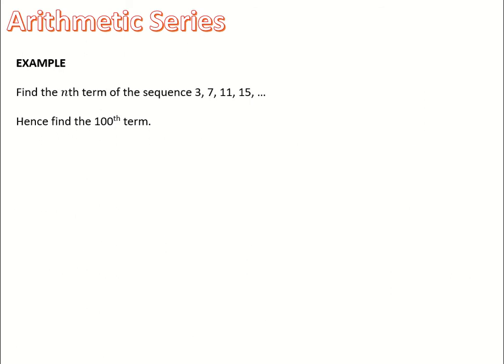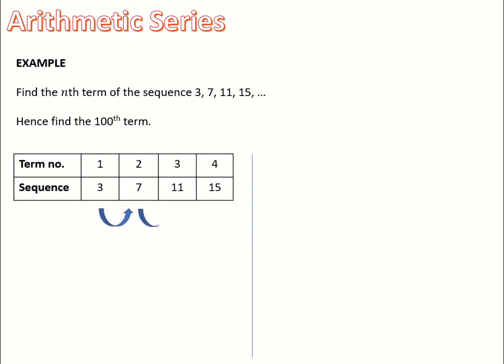For something like this, because we actually have the sequence in the first place, we could go straight ahead and work this out in the way we've done previously in terms of straight lines. But I'm going to follow this through using the general term of an arithmetic series. So we're going to find the 100th term, and I'm going to do it this way. Let's see what happens here.